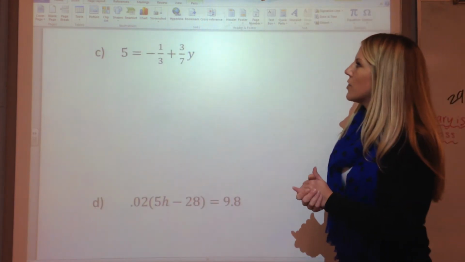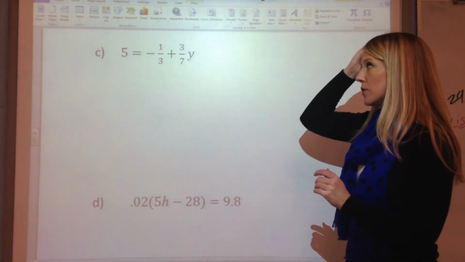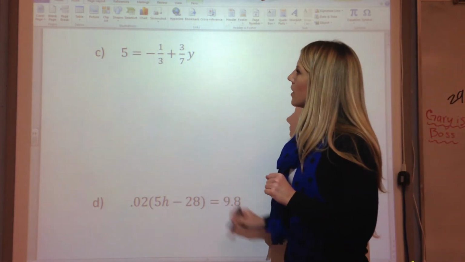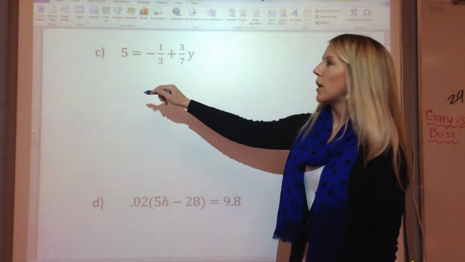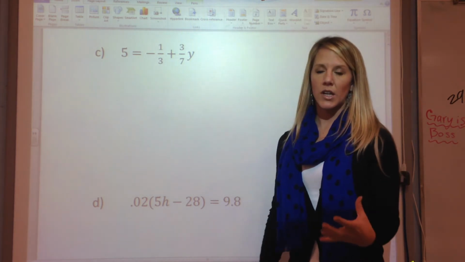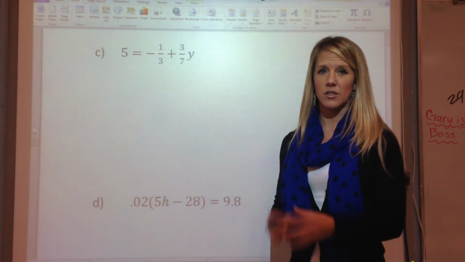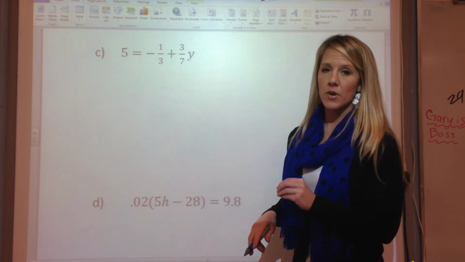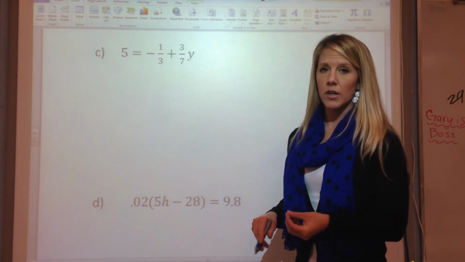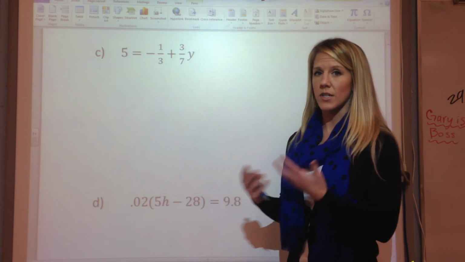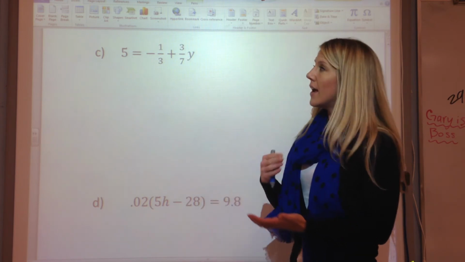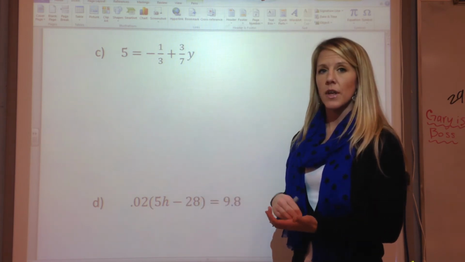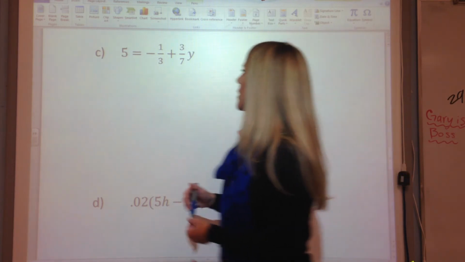5 equals negative 1/3 plus 3/7 y. So I've got two fractions here. Notice the denominators, that's all I care about, 3 and 7. So I want to clear the fractions. I want to get rid of the fractions and work with only integers. So what is the first number that both 3 and 7 go into? It's 21. It just so happens again, if I take 3 times 7, I get 21. And that is the first number that both 3 and 7 go into.